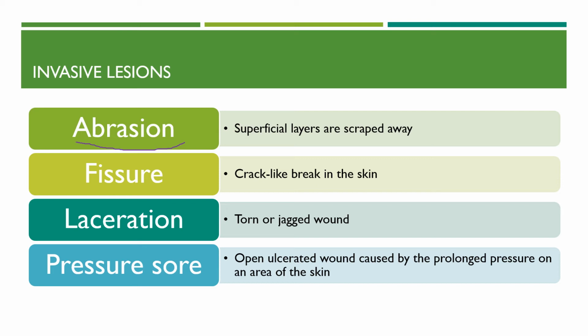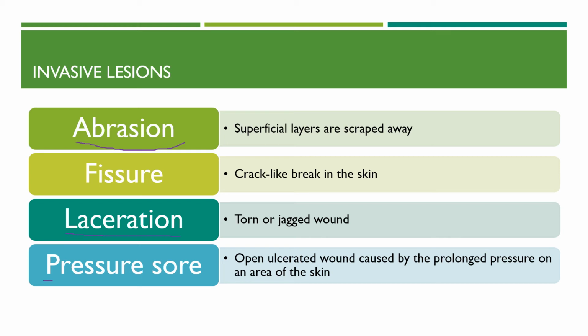A fissure is a crack. So it's a crack that occurs in the skin. Often in the winter times, we'll see these in hands and knuckles and things like that. Skin gets dry and it cracks. A laceration is a tear in the skin. It's a wound in the skin. It's jagged, it's torn, it doesn't have nice straight edges.